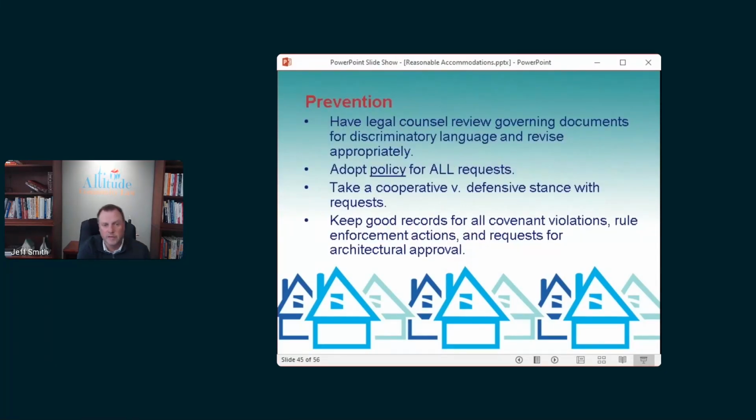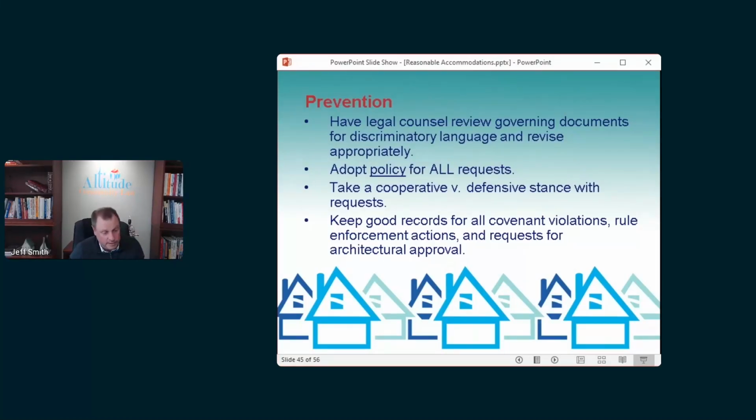So, prevention. Make sure you have legal counsel review your governing documents for discriminatory language and revise appropriately. Adopt a policy for all reasonable accommodation and modification requests. Make sure you take a cooperative versus defensive stance. Make sure you're keeping good records for all covenant violations, rule enforcement actions, and requests for architectural approval.